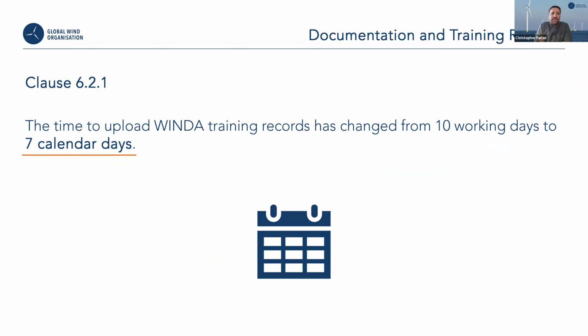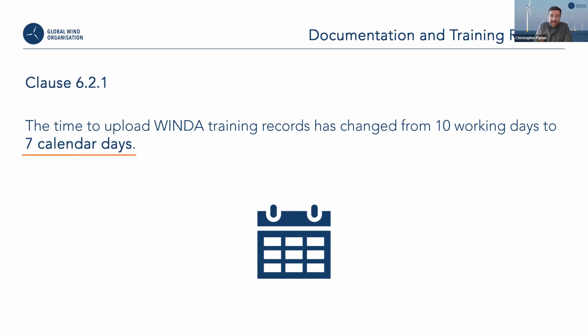Another quite significant change is clause 6.2.1. This is to do with documentation and training records. The time to upload WINDA training records has changed from 10 working days to 7 calendar days. There's a couple of reasons for this. The main one being that the definition of working day actually is different in different countries. Therefore, it was very difficult to understand actually what that meant. So we've changed it to calendar days.